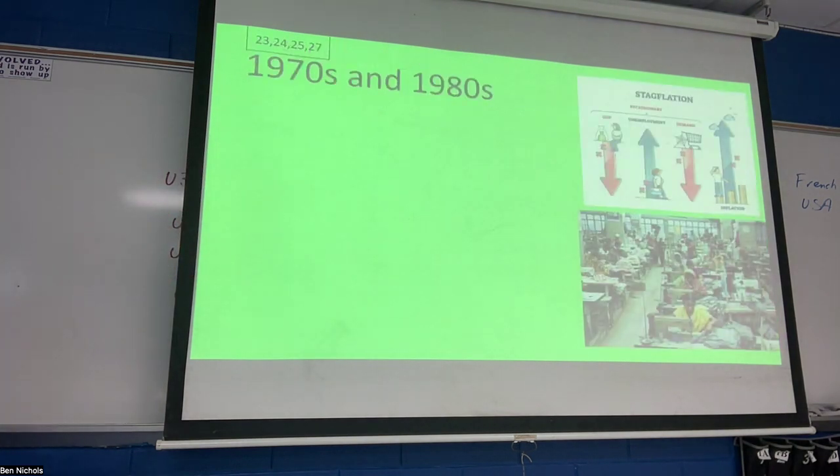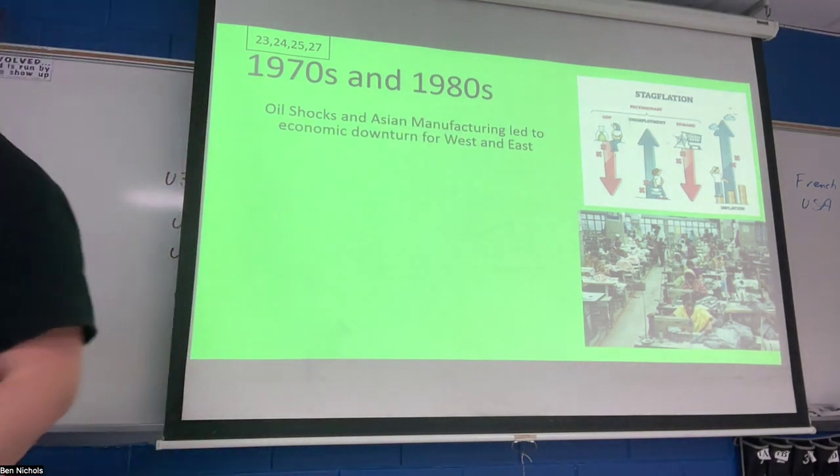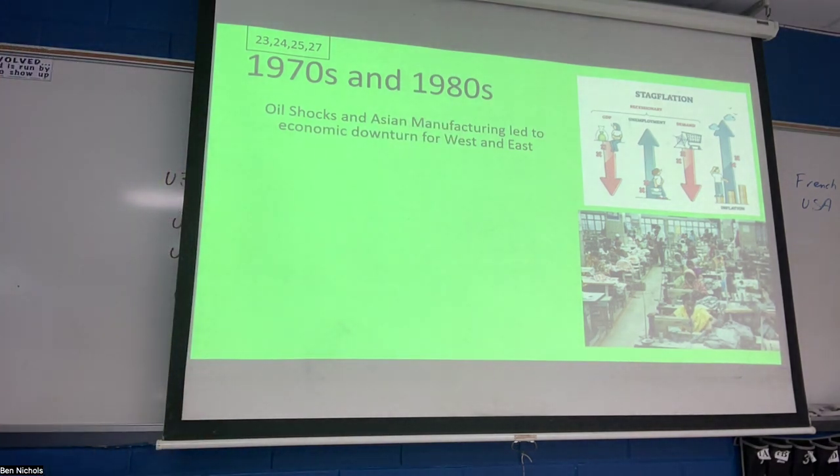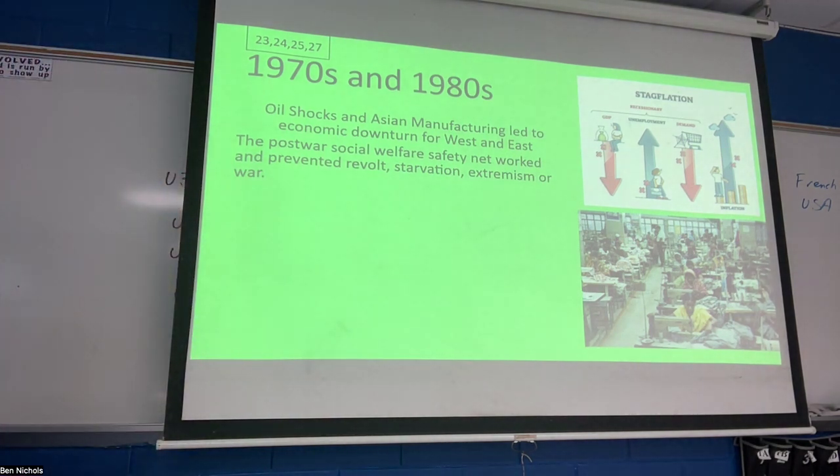And let's go back to the 1970s and 1980s. We got two impacts. This is number 23. Two impacts on this one: the oil shocks and the rise of the Asian tiger, Asian manufacturing economies. They both hit the East and the West hard. We see unemployment. We see people losing their houses because they can't make their mortgage payments. We see people not being able to buy food because they can't make ends meet because they lost their jobs and the oil is too expensive.